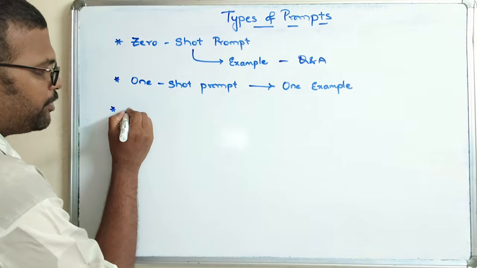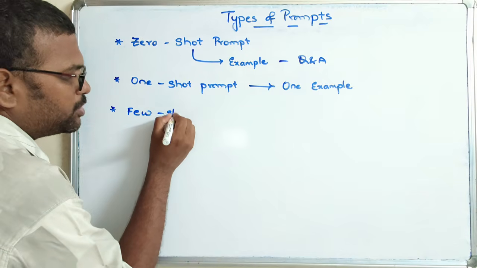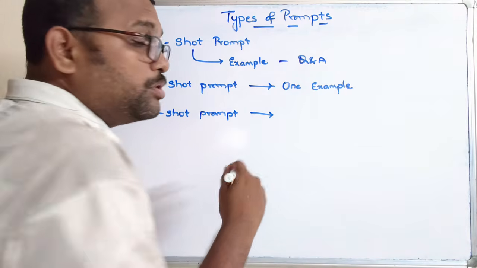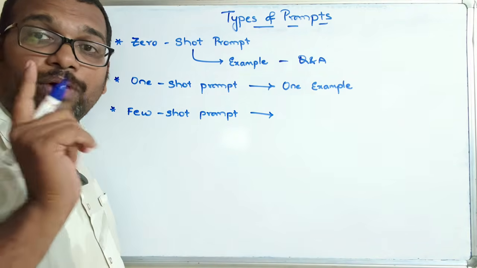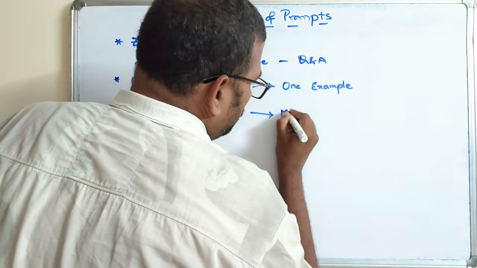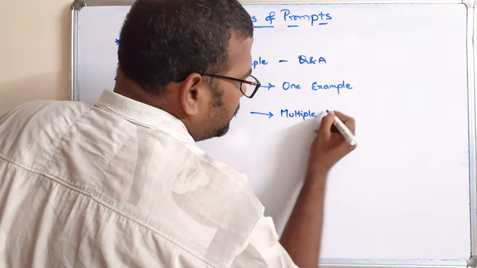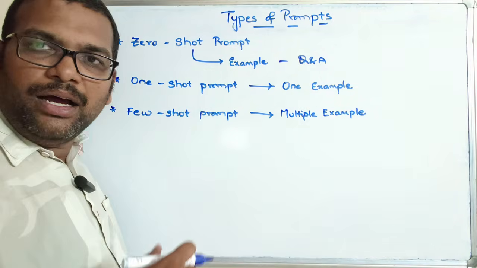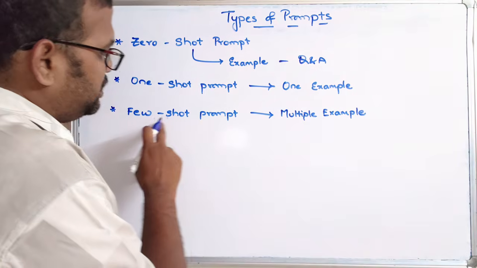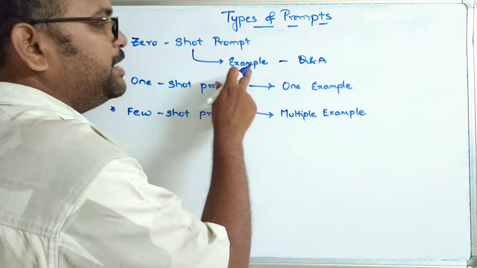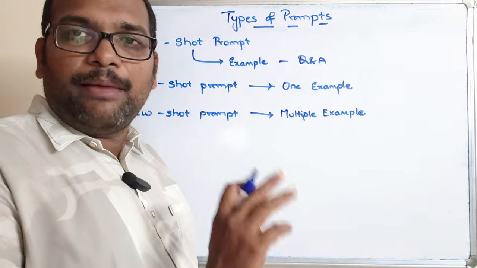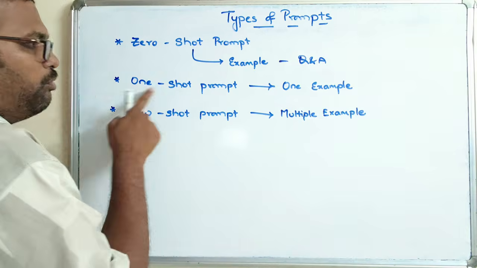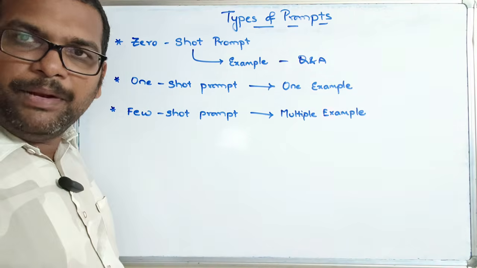And the next one, few shot prompts. In this case, we are supposed to give multiple examples, not restricted to one example. From those multiple examples, it will analyze and produce the output. That is called a few shot prompt. Here the shot means giving an example, and based upon that example, it will give the result. So zero shot, zero examples; one shot, one example; few shot, multiple examples.